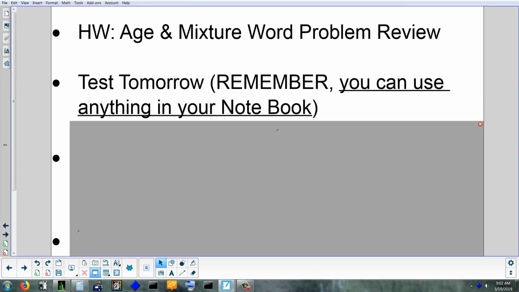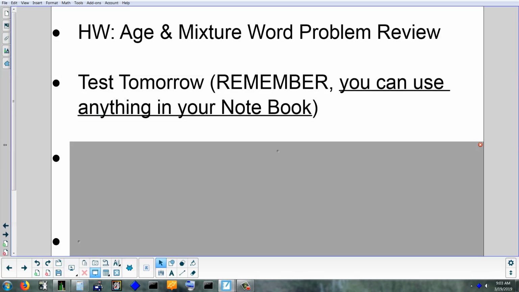Like Mr. Hager and I have said a couple times in the last couple days, test tomorrow. And remember, you can use anything in your notebook. So make sure you have your notes with you from this week. The reason why is I won't be in class on Thursday because I'm doing the MCAS review with the sophomores. So we wanted to move it up a day. That's why we're letting you use your notes. I wish your sophomores luck.